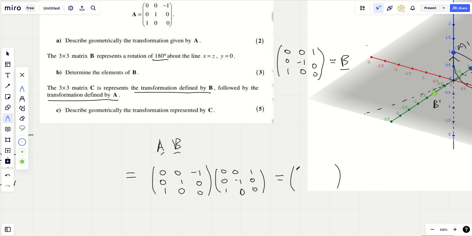0, 0, -1, and then 0, 0, 0, and then 0, 0, 0, and then 0, 0, 0. Sorry about this, a lot of zeros. 0, -1, 0, and then 0, 0, 0, and then lastly 0, 0, 0. And then what's this last one? 1, 0, 0. So I think it comes to -1, 0, 0, 0, -1, 0, 0, 0, 1. Now, what kind of transformation is that?